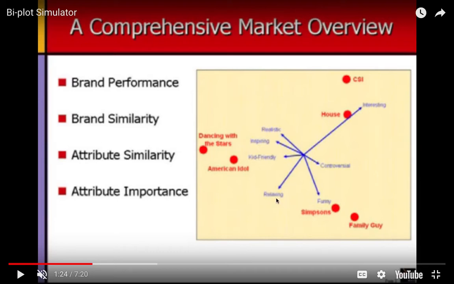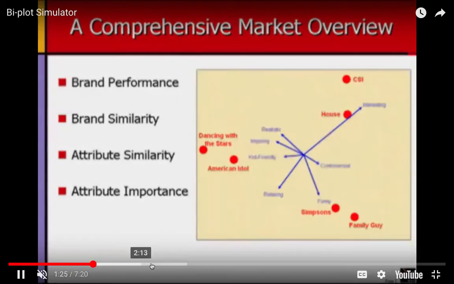So that's the idea you're getting here. You get the points together. It seems like CSI and House are more similar, Simpsons and Family Guy are more similar, and Dancing with the Stars and American Idol are more similar. And you get a bit of the idea that these dimensions here are more important than this one here. This is controversial, I think it says there.